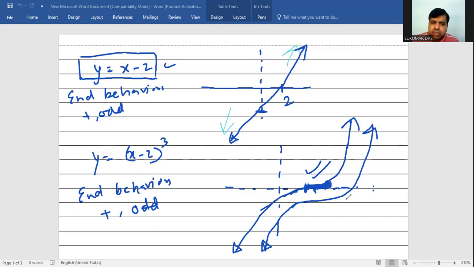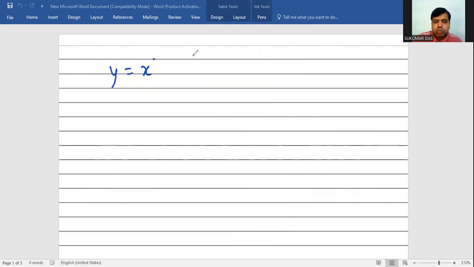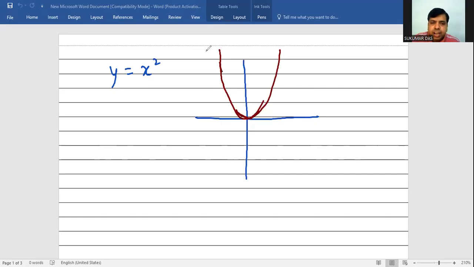Same thing happens with even multiplicity. In even multiplicity, what happens? Let's say we have y is equal to x square. This is even multiplicity, and we know this graph is simply like this. It will simply touch it. It will go like this. End behavior is this one.